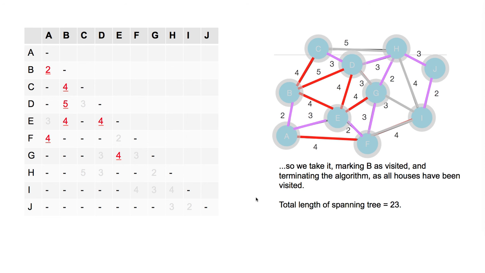Now if we look at the final network, we can see that it has a length 23, which is the shortest possible. But importantly, it's regardless of where we started. Okay, so in the first run through, we started at A. In this example, we've started at G, and yet we still have a network of length 23.